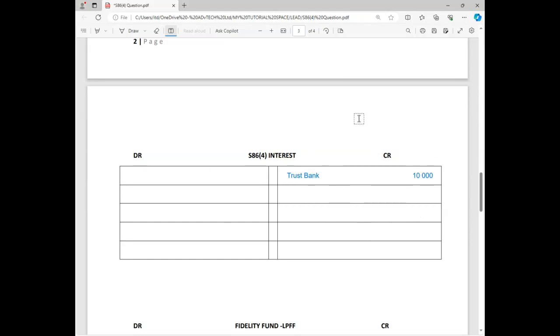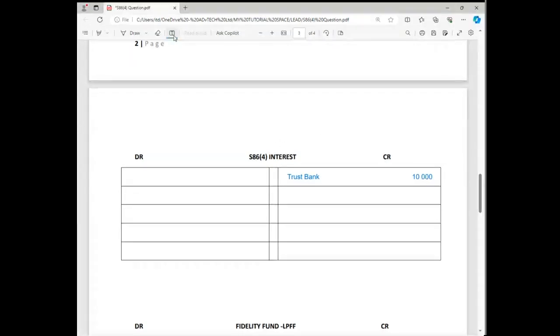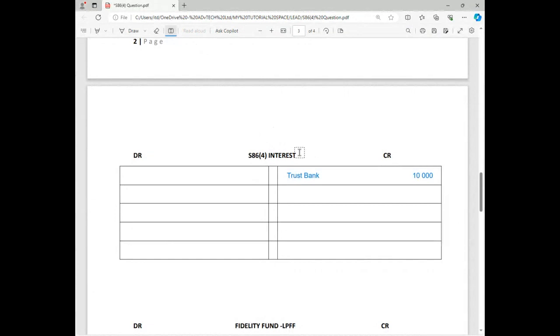So this interest must be taken to what? To the trust bank account. But before we do that, we need to make sure that we also show that this interest is divided into two. For now, I'm just going to leave it like this. Remember, an interest is, let me write it down here, an income. And then incomes increase on the credit. That's why I came here.